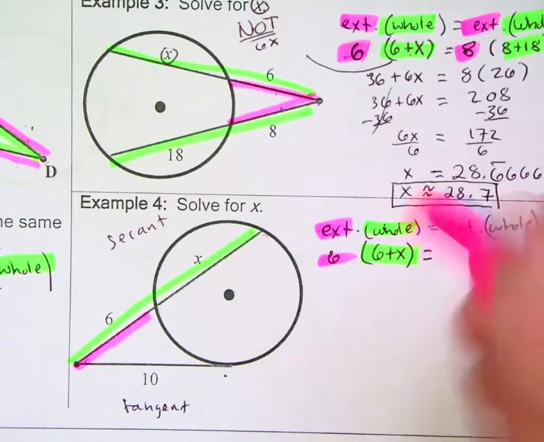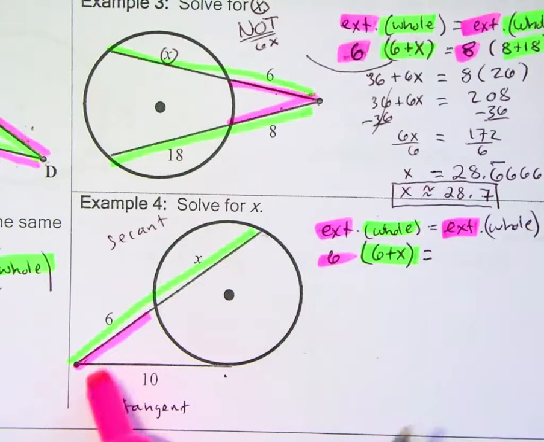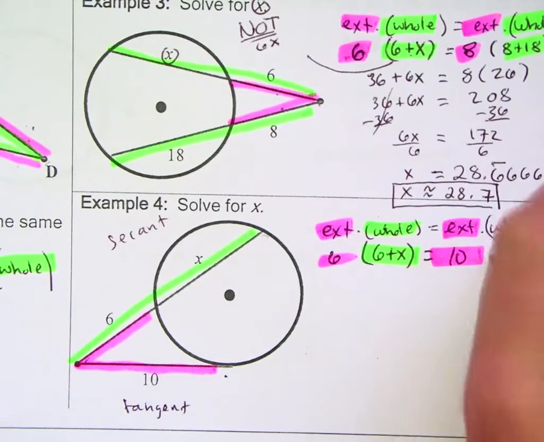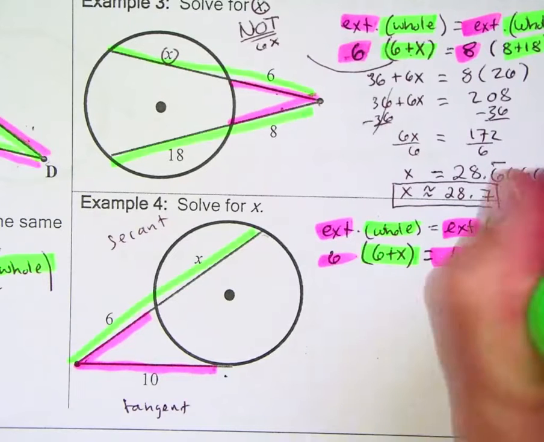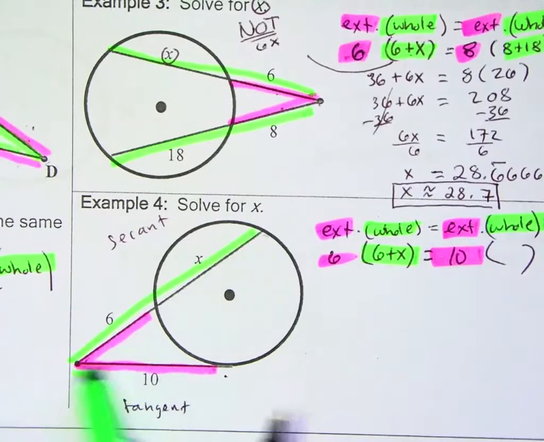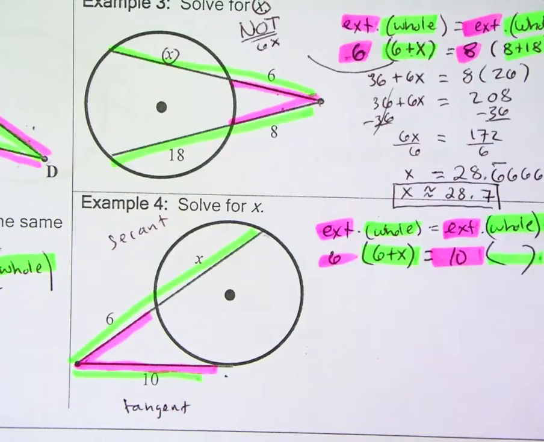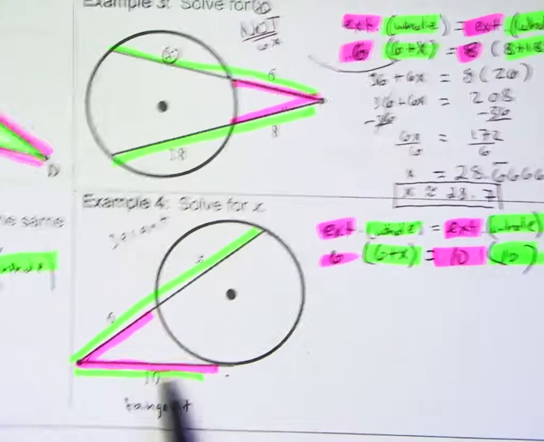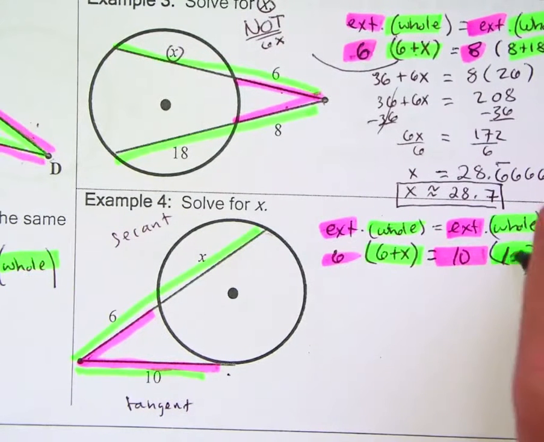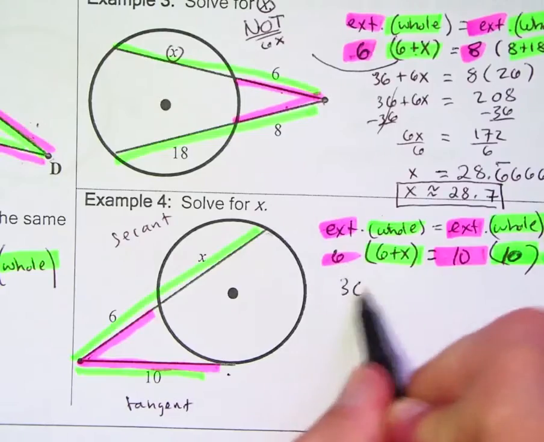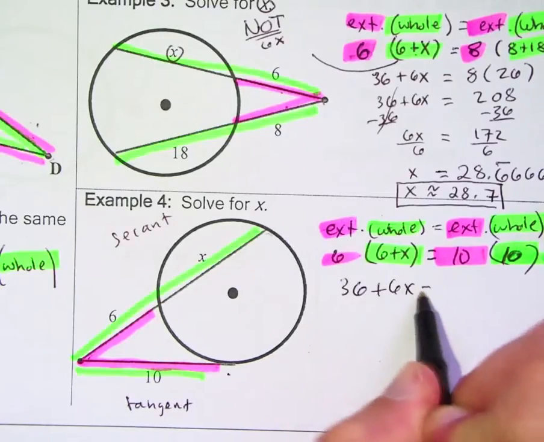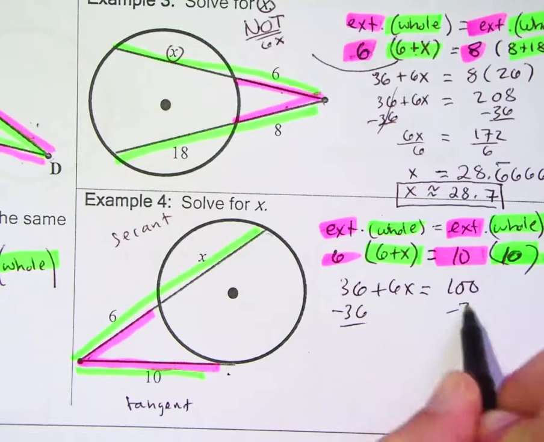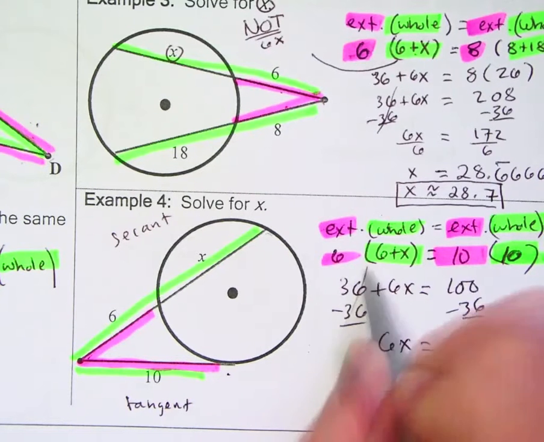So what's the exterior in the tangent? Well, 10. 10 is definitely the exterior. Well, what's the whole thing over here in the tangent? Well, also 10. And that's kind of the little catch here. They're the same. For a tangent, the exterior and the whole, the same measurement. And then again, nothing more than algebra. Let's distribute. And we'll solve with our algebra skills.